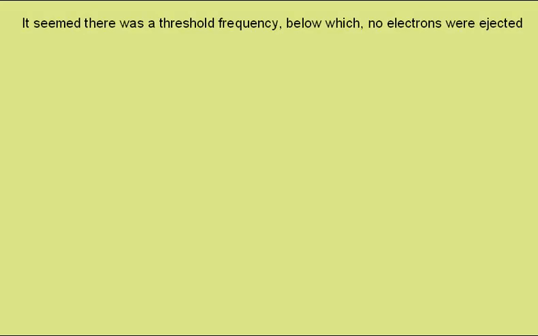Interference effects had shown that light behaves like a wave, and it seemed for this experiment that there was a threshold frequency below which no electrons were ejected. Ultraviolet light with a high frequency would eject electrons. Visible light with a lower frequency would not eject electrons.